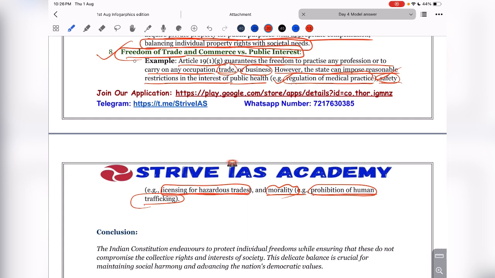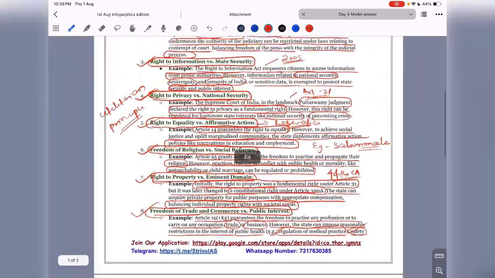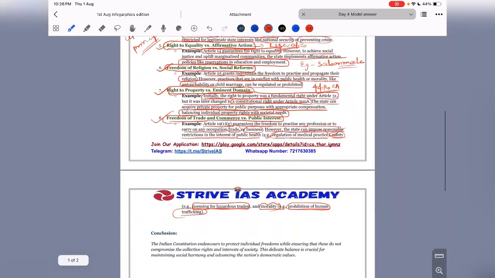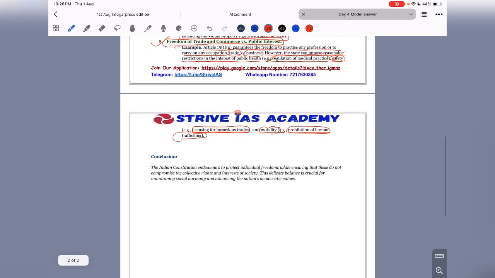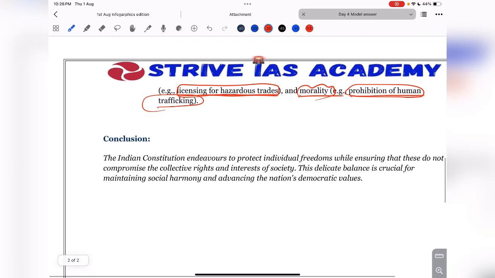Okay. This is all about the body. You can explore more points as well, so try to add more points if you find them. Okay. Then after the body, you can add a conclusion.